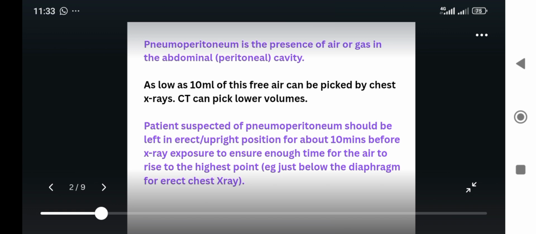A patient suspected of pneumoperitoneum should be left in erect or upright position for about 10 minutes before X-ray exposure is taken, to ensure enough time for the air to rise to the highest point. So this point is important for the radiographers. Before you take X-ray of such a patient, it's always good to give some time, especially if the patient was lying down when he was brought into the X-ray room.